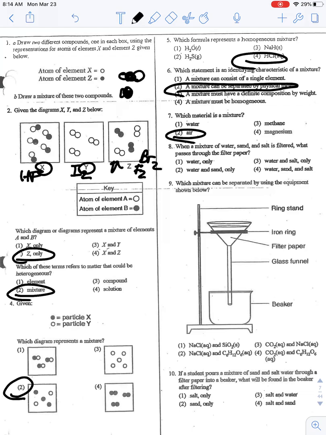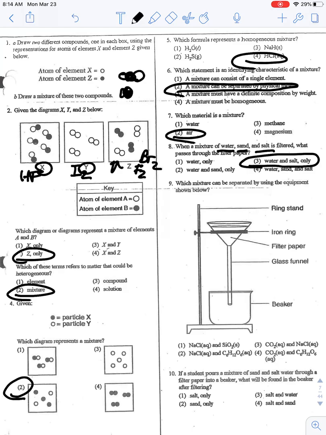this one wrong. When a mixture of water, sand, and salt is filtered, what passes through the filter paper? In Regents chemistry, it's always assumed that salt and water are completely, totally, uniformly mixed, and the salt is completely dissolved. So what passes through the filter paper is both the water and the salt.